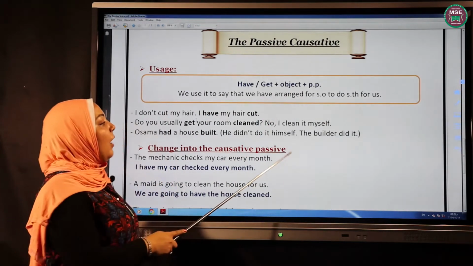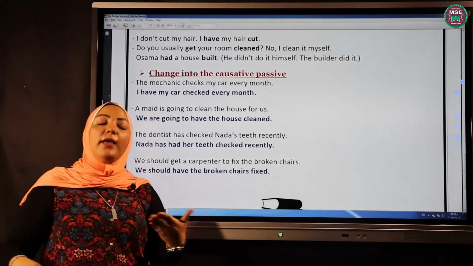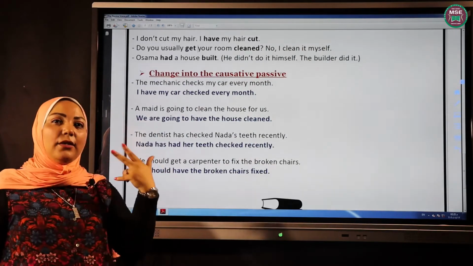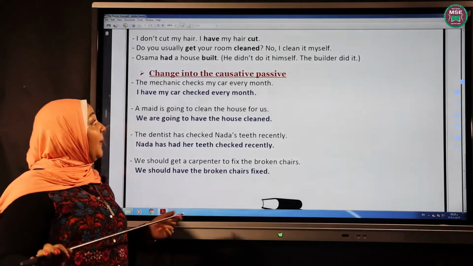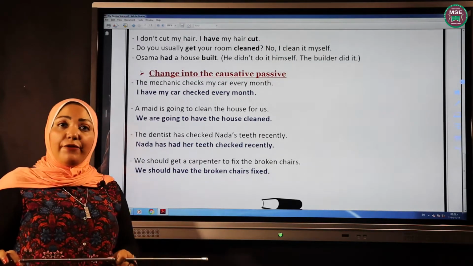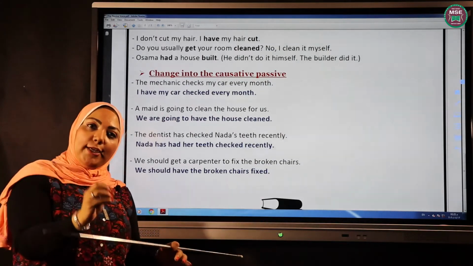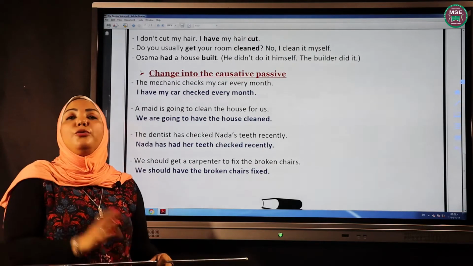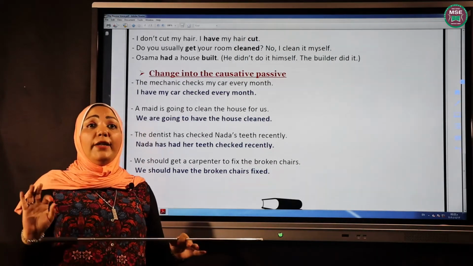Okay, now we have some sentences that will make the form easier, and you are going to get more familiar with it. Sentence number 1. The mechanic checks my car every month. Here, it means that you ask the mechanic regularly, every month, to do something for you, which is to check your car. So you are not the doer of the action.